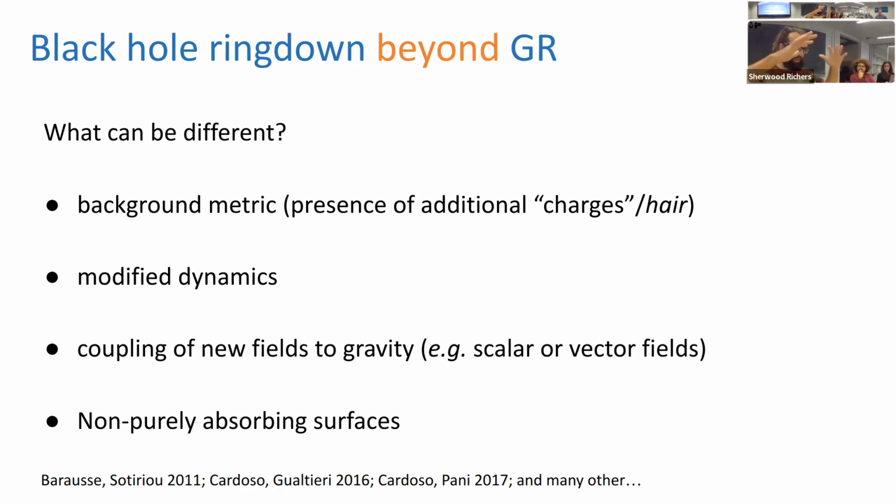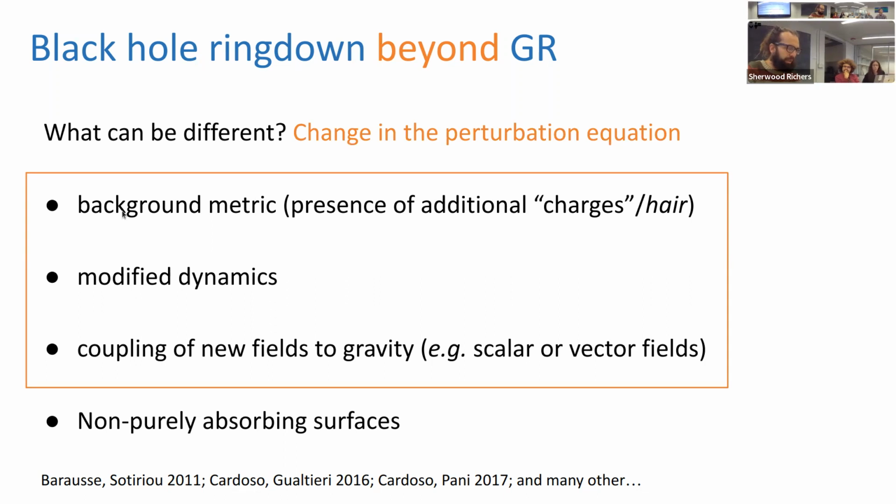And also, because a black hole in general relativity is determined by an observing surface, the event horizon, but in alternative theories this might not be the case. So there are cases studied in the literature. The focus of this talk will be on the first three points, all of which are actually changing the perturbation equation, whereas the last one is changing the boundary conditions. So it can be addressed, but in a different way. Instead, these three points can all be treated in the same way.